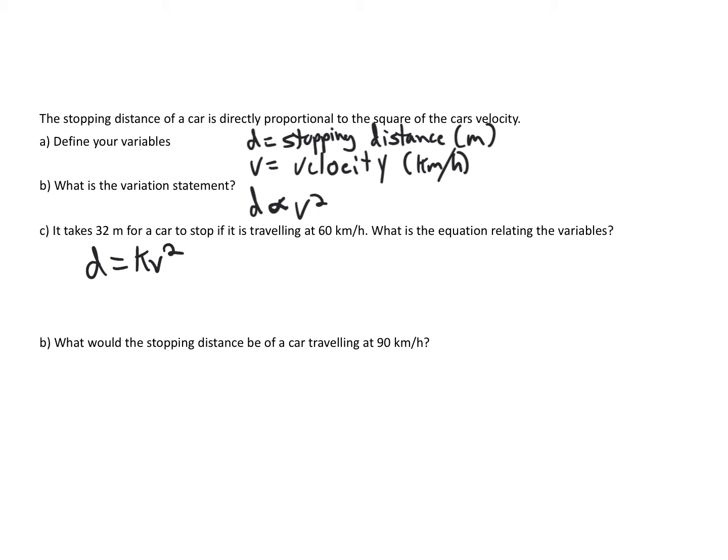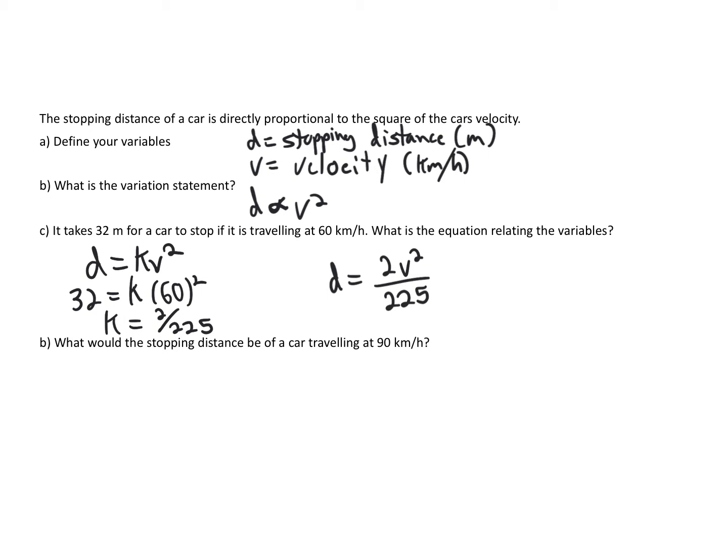We can solve for k using the 32 meters and the 60 kilometers per hour. We don't have to worry about units. K will take care of that. And we end up with k equal to 2 over 225. Now yes, you could divide this out and get a decimal, but it's just easier to leave it as a fraction and it'll be more accurate. But we want to know the equation. So the equation relating the variables will be just this.